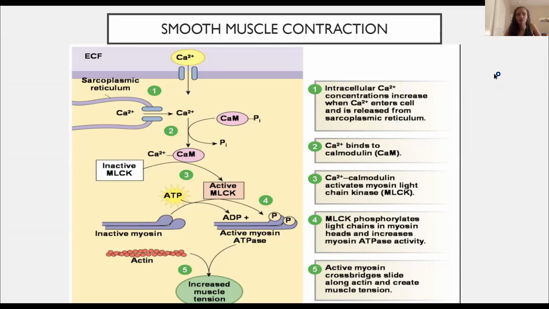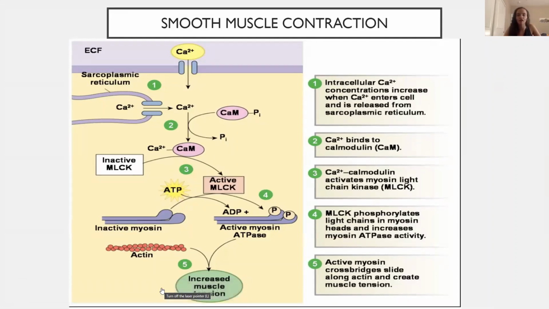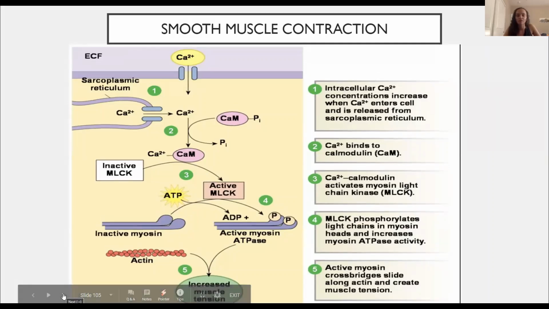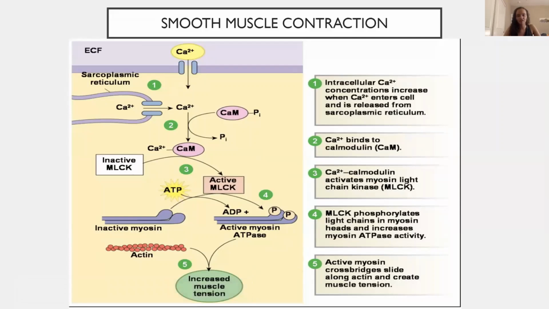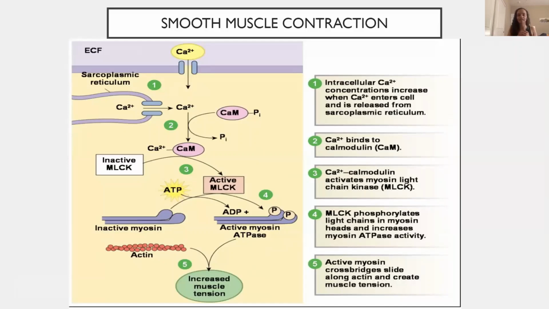I think I forgot to include the relaxation steps for this, but they are in your lecture. So I would definitely go over those and make sure you understand how they work. It's essentially the reverse of these steps, right? Instead of MLCK phosphorylating light chains, you're going to have MLC phosphatase, which will take away the phosphate that the kinase put in, if that makes sense. So it'll dephosphorylate it, and it'll essentially decrease the activity and initiate relaxation.